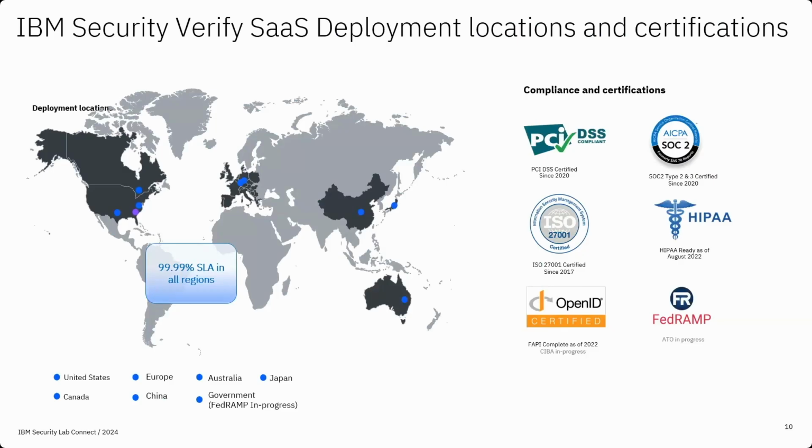So this slide covers the deployments for IBM Security Verify SaaS. As we can see here, we have a multi-region deployment with an SLA of 4 nines across all the regions. On the right hand side, we see various compliance and certifications the product has acquired.